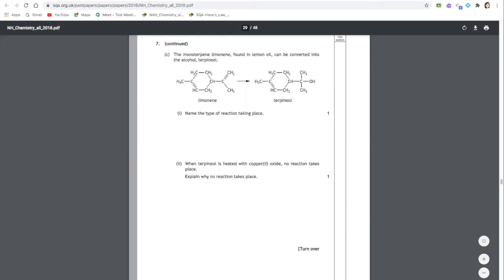Then when terpinol is heated with copper 2 oxide, no reaction takes place. Explain why. So copper 2 oxide, remember, is an oxidizing agent. So if it reacts with copper 2 oxide, it means it can be oxidized. However, that molecule is a tertiary alcohol, so it cannot be oxidized. That's why no reaction takes place. So it's because it's a tertiary alcohol, so it cannot be oxidized.